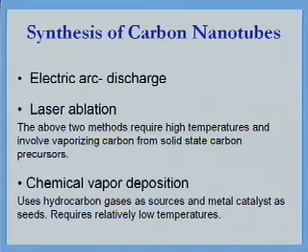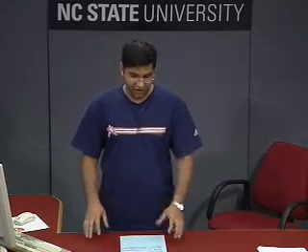First, I'd like to talk about the different methods of synthesizing these nanotubes. These are the three main methods listed here. One is electric arc discharge, in which you basically have two electrodes, and under very high currents, in the range of 100 MPa, you pass that much current across and evaporate the carbon structure and form these nanotubes.